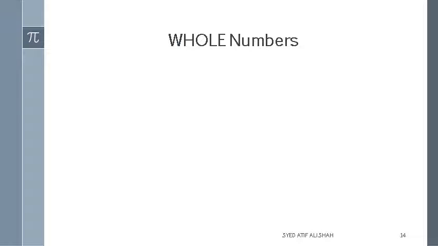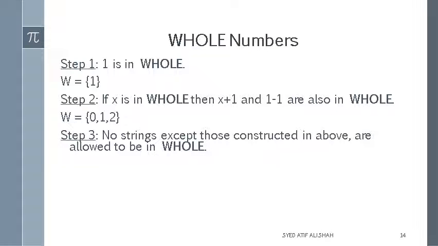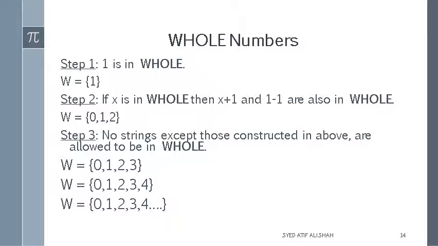Let's explain the previous example, that is the whole number. So 1 belongs to the whole number set. This way we will have 1 as a member of this set. Now if x is a whole number, then x plus 1 and 1 minus 1 are also whole numbers. This way we will get 1 plus 1, that is 2, and 1 minus 1, that becomes 0. Now we have 3 members of this set. Once again, no other string. So 0, 1, 2. Now we will add 2 with 1, that becomes 3. Then 3 with 1 becomes 4, and so on.